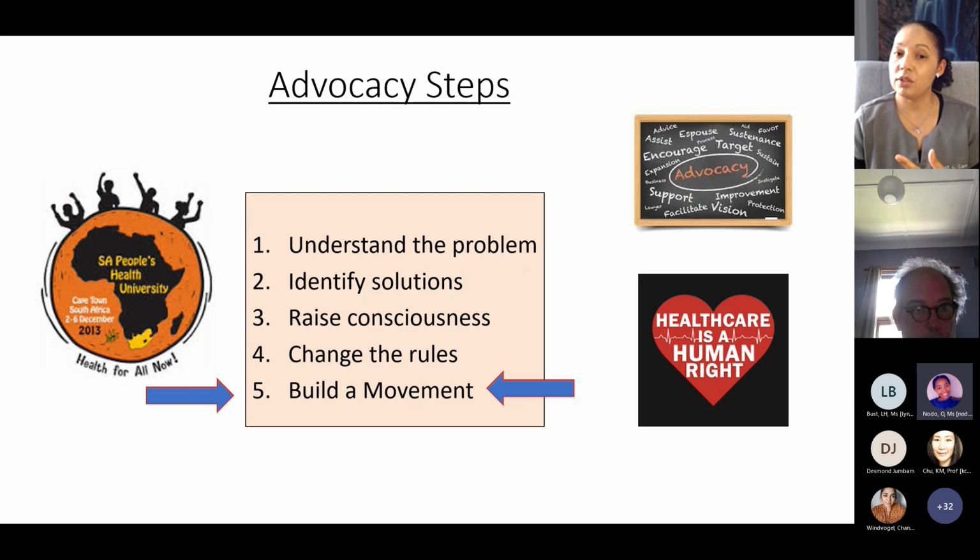We need to identify solutions. Sometimes those are real world, and sometimes those are also research generated. Then we need to make noise about it, which is raising consciousness, writing articles, using loud hailers, going on marches. Policy for me is about changing the rules, which I think as academics we are very engaged in and effective in. But the fifth step, which is building the movement, is I think where advocacy often falls down, because if we don't have a movement to generate this change, it won't actually happen.